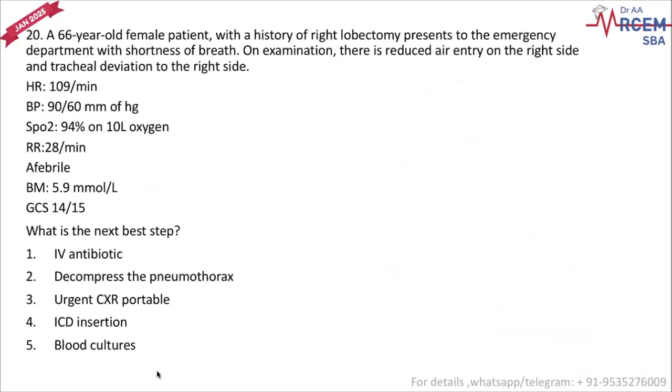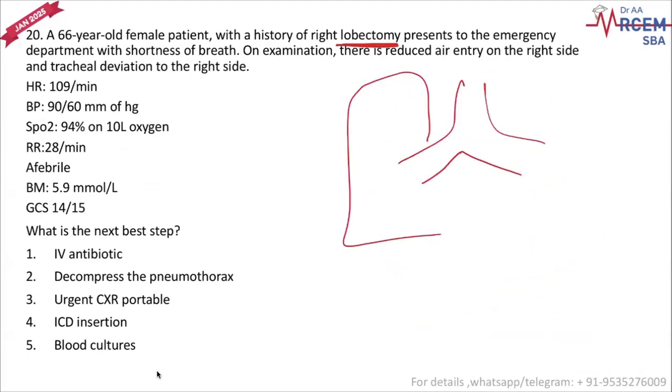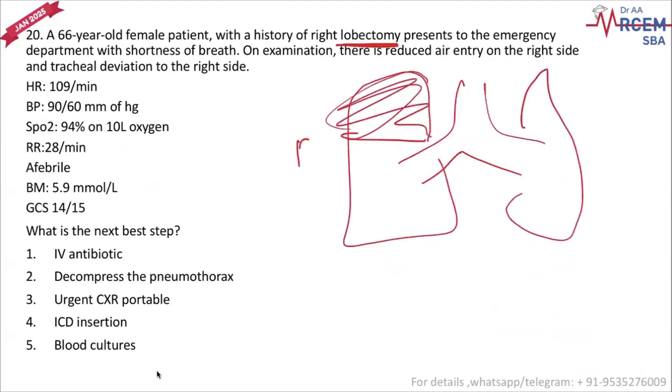A 66-year-old patient, history of right lobectomy. That means a part of the lung is removed. If this is the lung, part of this is cut and removed. Right lobectomy has been done. Presented to the department with shortness of breath. On examination, there is reduced air entry. It might be because of the lobectomy itself or for some pathology.